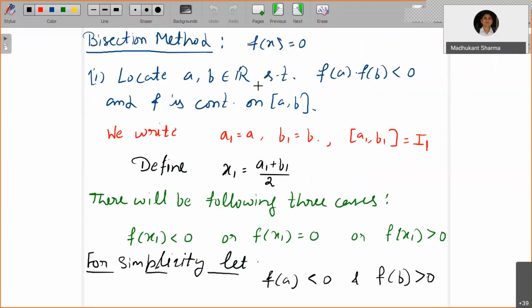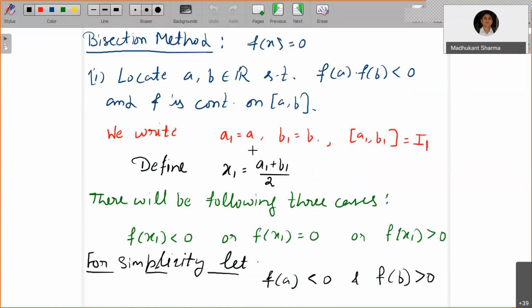Locate A and B in R such that f of A into f of B is less than 0 and f is continuous on the interval A to B. So these two things are necessary. You can't avoid any one. Okay, right. Because it's a process, it may be a non-terminating process or it may be a terminating process. So for the starting stage, or first step, I will denote the left hand point by A1 and the right hand point by B1, and then I will call this interval I1 as A1 comma B1, this closed interval.